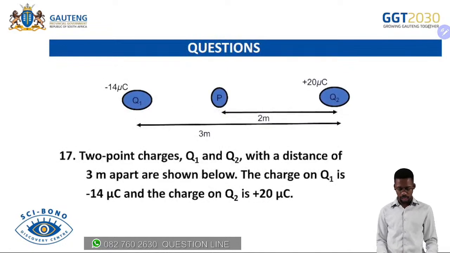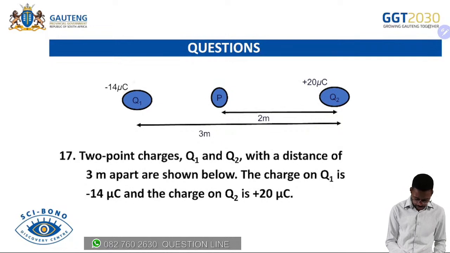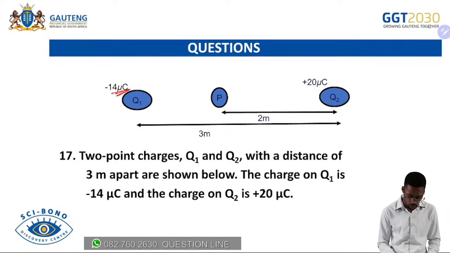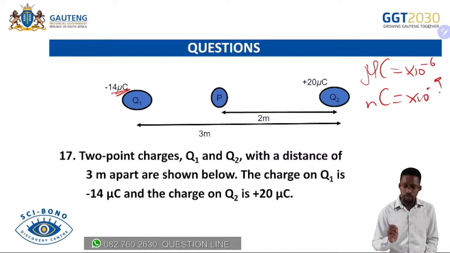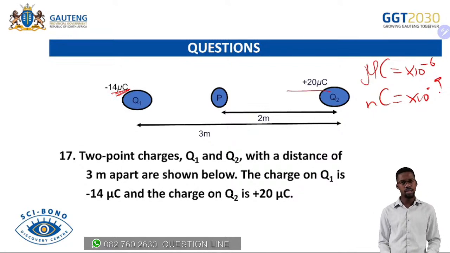So you have two charges here, which are charge 1 and charge 2. Charge 1 is minus 14. I did indicate yesterday that the symbol stands for times 10 to the power negative 6. So we need to familiarize ourselves with these two symbols. The n is times 10 to the power negative 9, nano. So charge 1 is minus 14 times 10 to the power negative 6 coulomb. Charge 2 is plus 20 times 10 to the power negative 6 coulomb.